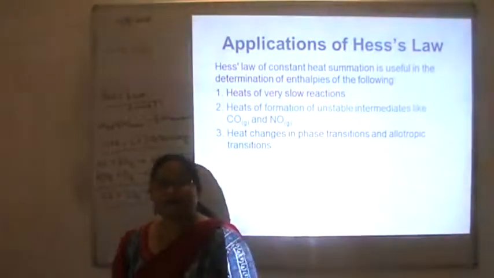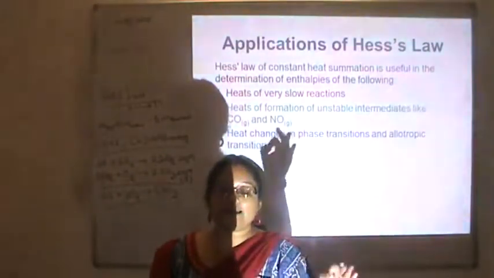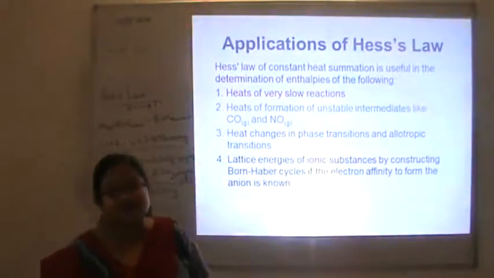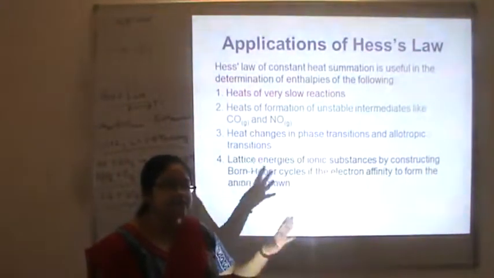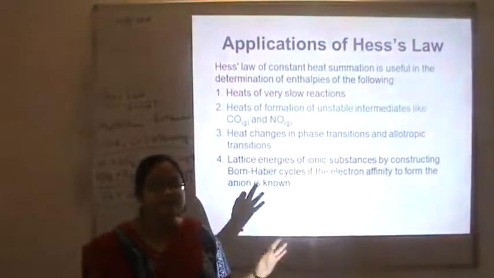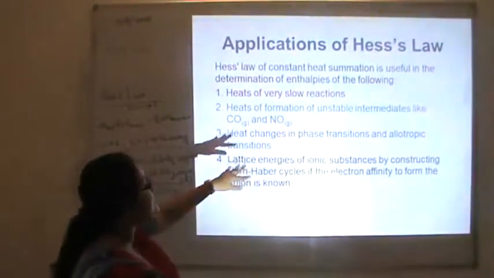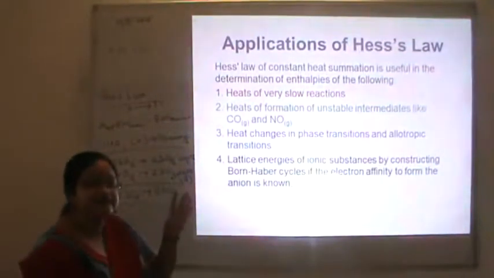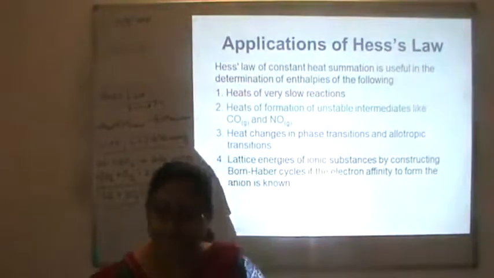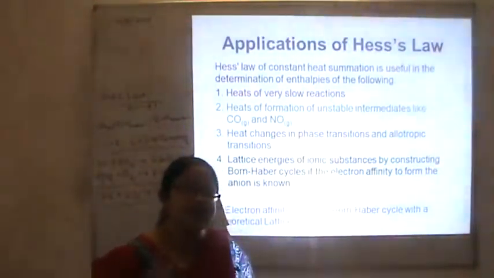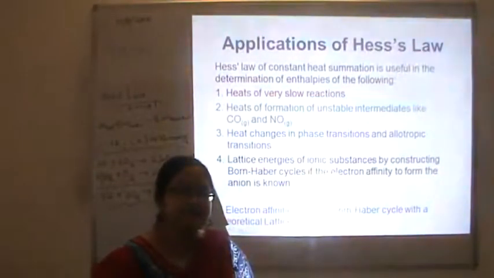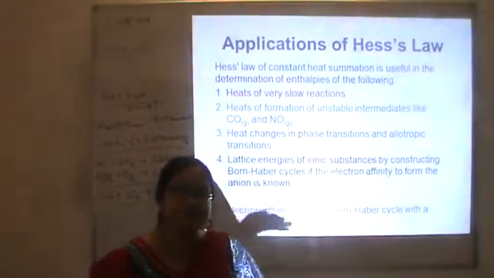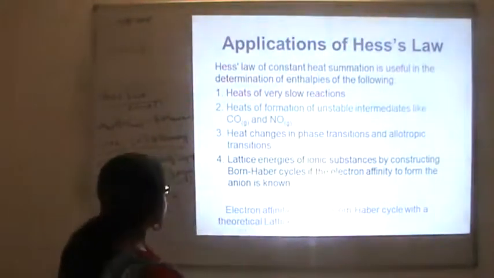Heat change in phase transition and allotropic transition we can calculate using Hess's law. Also lattice energy of ionic substances, by constructing the Born-Haber cycle, that is another type of hypothetical cycle. If the electron affinity to form the anion is known, we can calculate the lattice energy using Hess's law of constant heat of summation by drawing the Born-Haber cycle. And electron affinity is also calculated through the Born-Haber cycle. So these theoretical terms, which are very important for different ionic compounds and electron affinity for elements, can be calculated using this summation procedure.